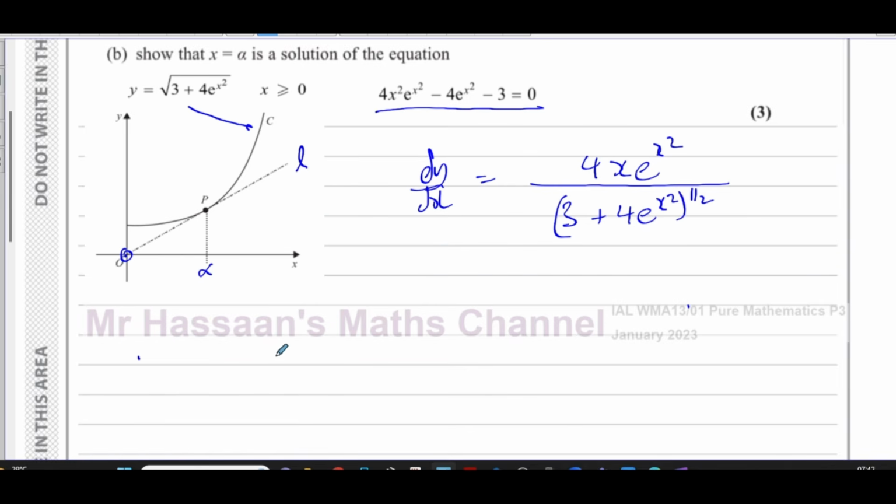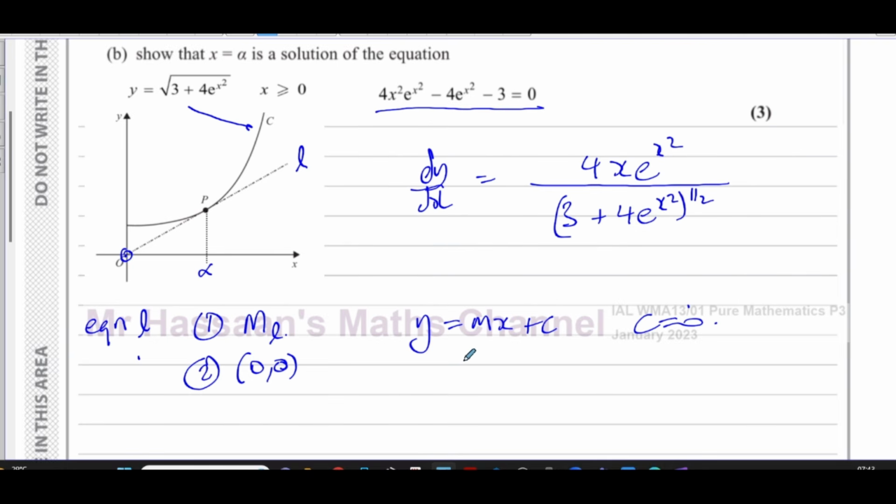To find the equation of a straight line, we need two things. One of the things we need is the gradient of that line, and the other thing we need is a point on the line. Now, we know that this passes through the origin, so that helps us a lot. If we use alpha and 3 plus 4e to the power of alpha squared, it's going to be complicated. We know it passes through the origin, so the equation of the line is y equals mx plus c. In this case, c is 0, because the y-intercept is 0, so it's just going to be y equals mx.